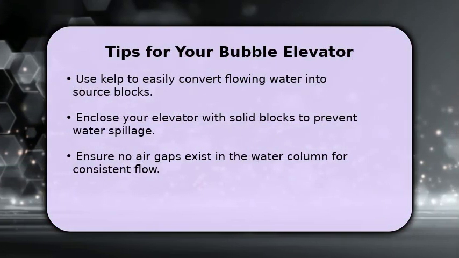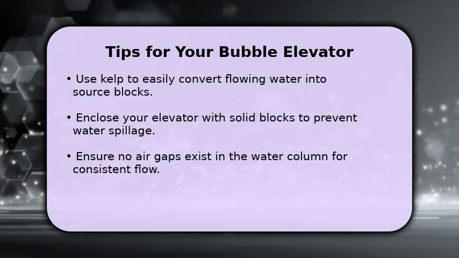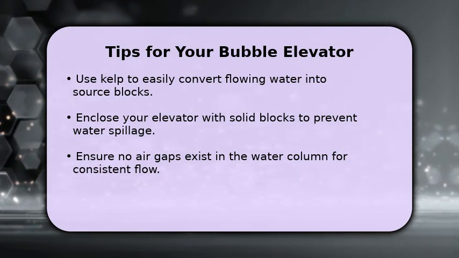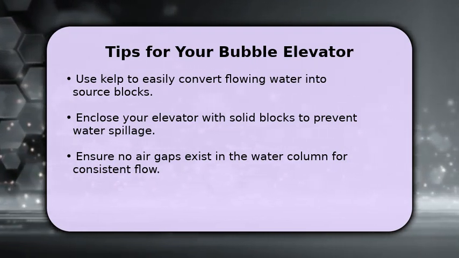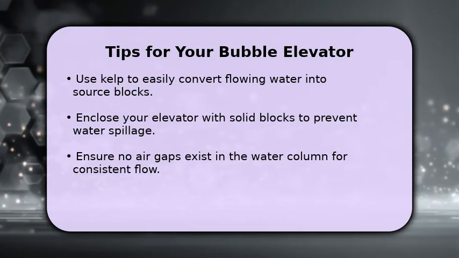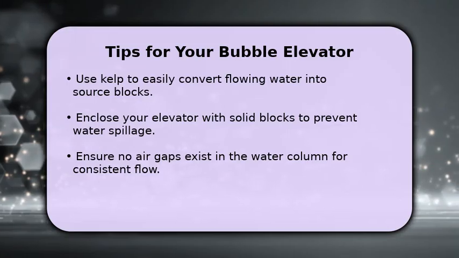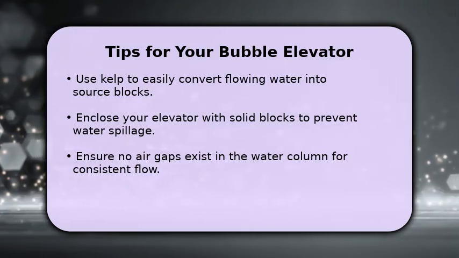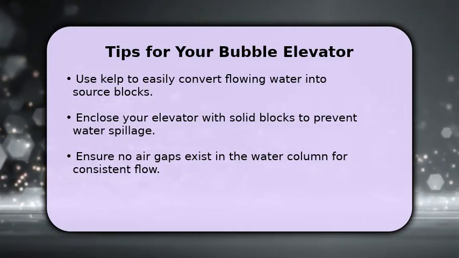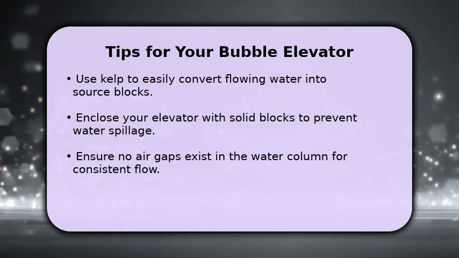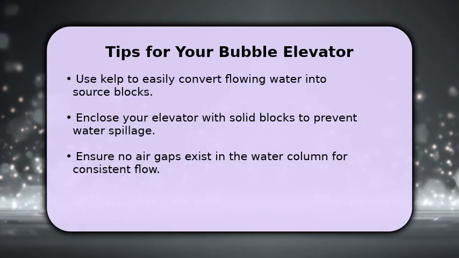Here are a few helpful tips for optimizing your bubble elevator. If you have trouble getting all water blocks to be sources, simply place kelp from the bottom of the column all the way to the top, then break it. Always enclose your elevator with solid blocks to prevent any water from spilling out. Finally, ensure there are absolutely no air gaps within your water column. A continuous flow is essential for proper function.